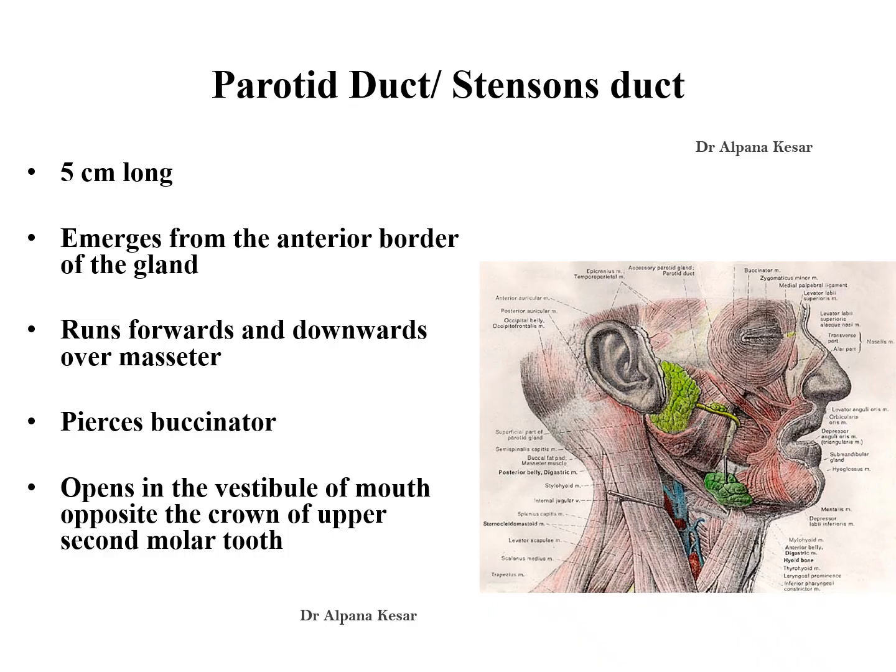Parotid duct, also known as Stenson's duct. Parotid duct is 5 cm long, which emerges from the parotid gland at its anterior border. It runs forwards over the masseter muscle to reach buccinator. It pierces buccinator muscle to open in the vestibule of the mouth opposite the crown of the upper second molar tooth.